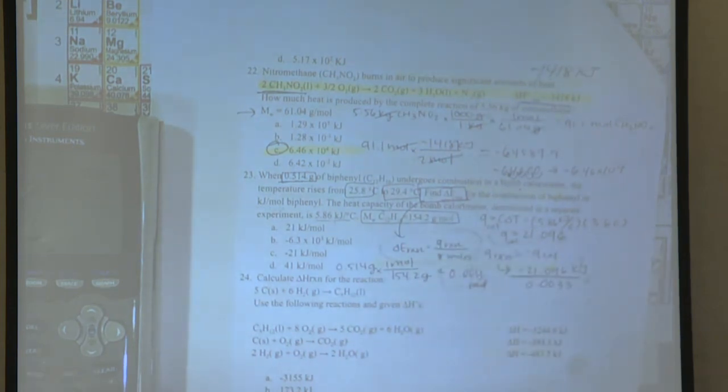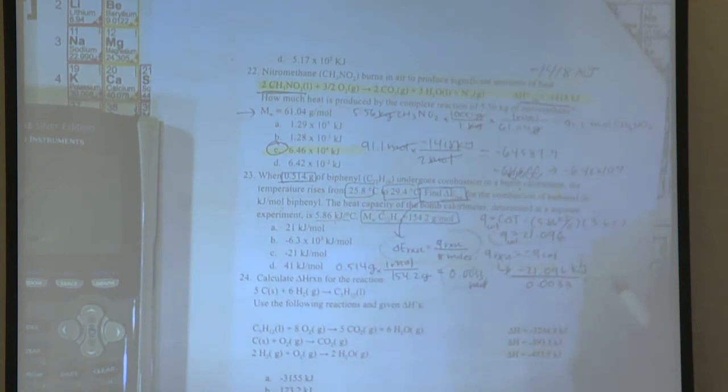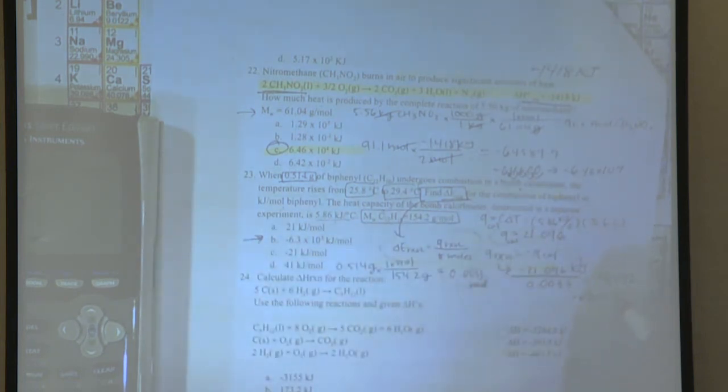So negative 21.096 divided by that is going to give us something like negative 6392, which we round to negative 6.39 times 10 to the third. So our answer here has to be B.